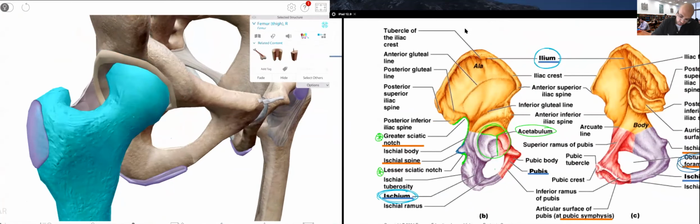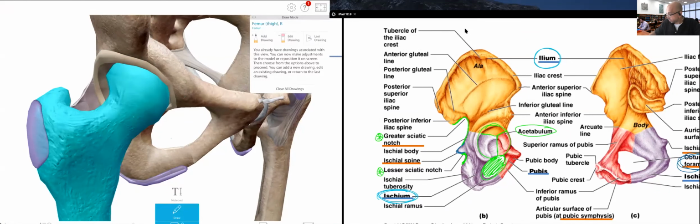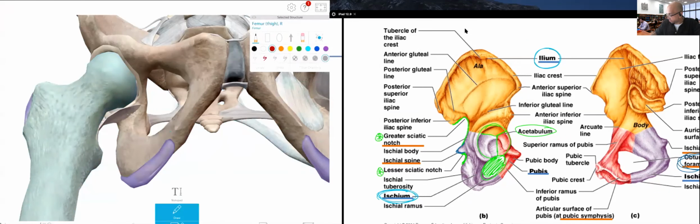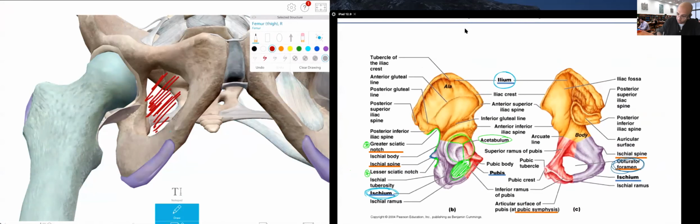Important markings also will include the large foramen on here that will serve as a site for vessels and nerves to pass in and out of the pelvic cavity. We call this my obturator foramen.